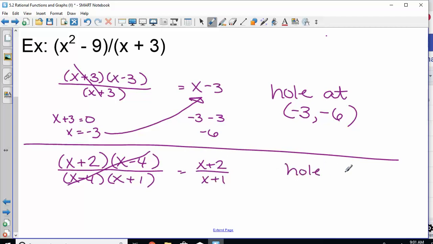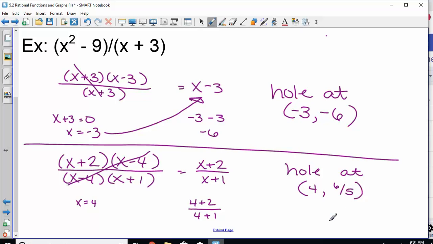So the hole there would be at your x value from the thing that canceled. So what makes x minus 4 0? 4. So there's our x. To find your y, you plug a 4 into what's left. So 4 plus 2 over 4 plus 1 would give me 6/5 for my y.